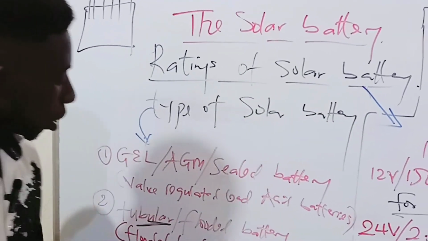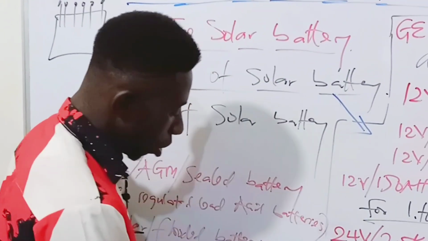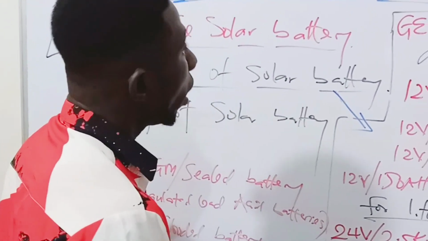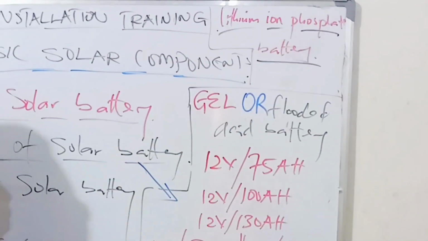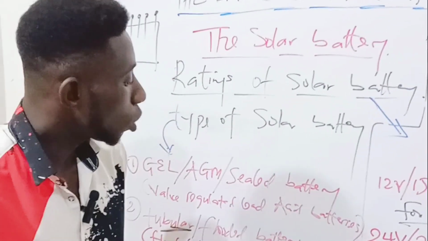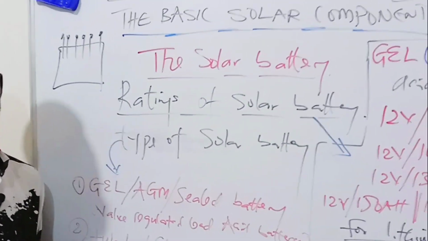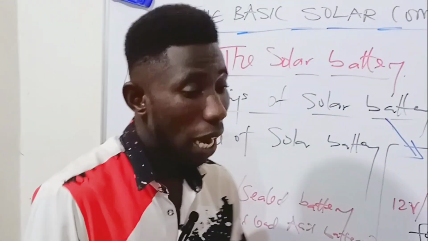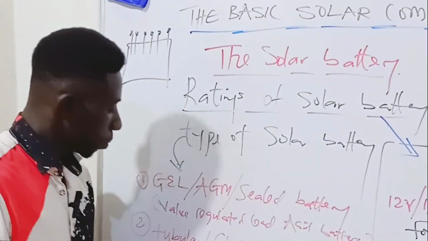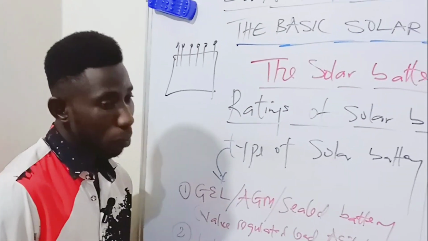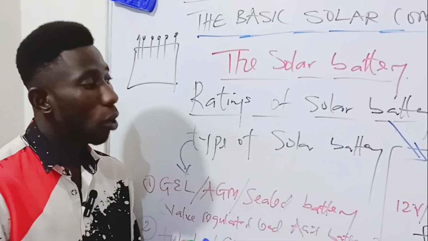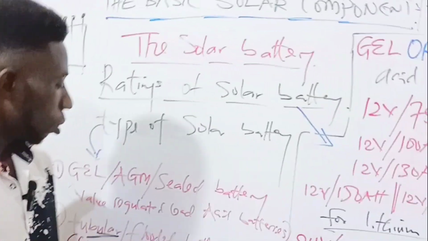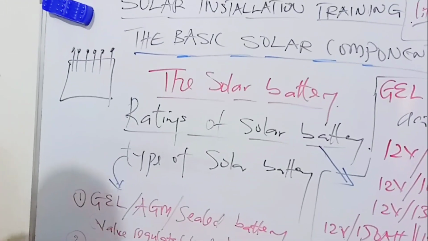Number three is the lithium battery, whose abbreviation stands for lithium-ion phosphate battery. This is the lithium battery we all see and hear about every day. The lithium battery is a type of battery we use for solar installation, and its life cycle is much longer than the other two types. They tend to last long and power loads conveniently when they are fully charged. So these are the three major types of solar battery that we have.